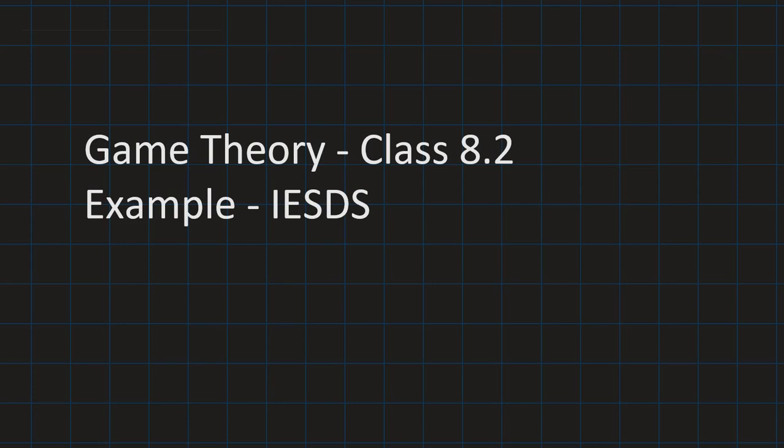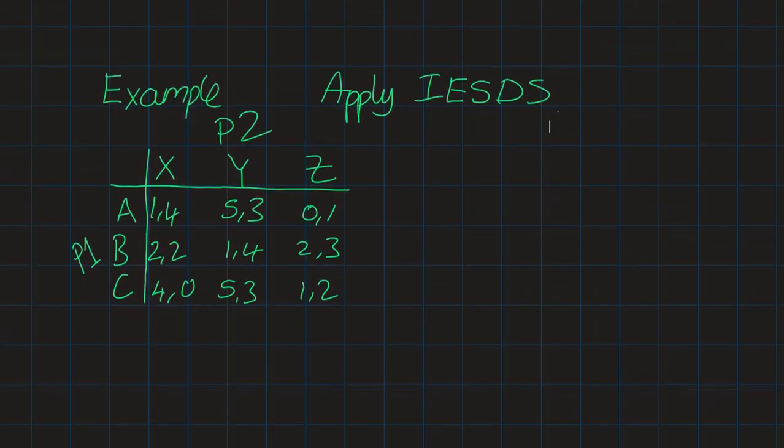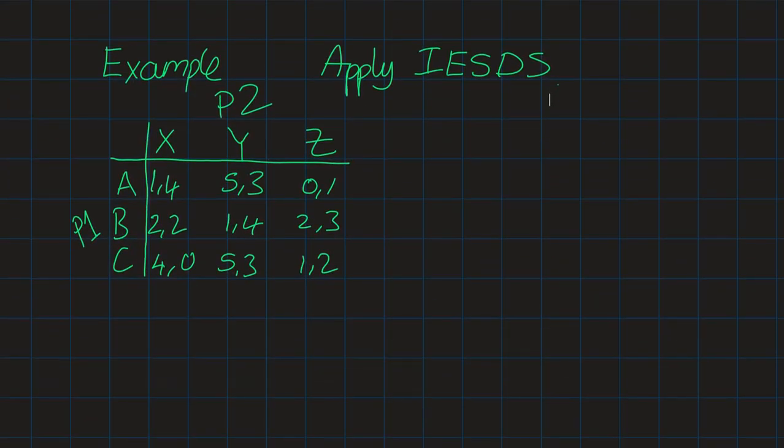But then we end up with a new game. After we've crossed out the strictly dominated strategy, we end up with a new game, and we can reapply the same logic again and again, iteratively, until we've rounded down the game as much as possible. That's the idea, and let's do another example right now. So here's a game, and the question is just to apply the IESDS algorithm. The first thing you need to do is find a strictly dominated strategy.